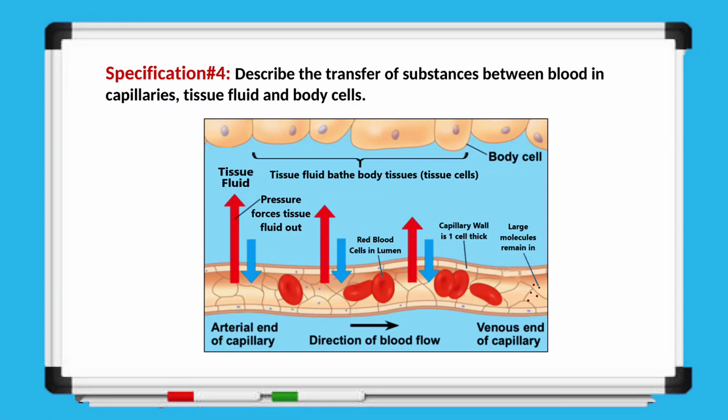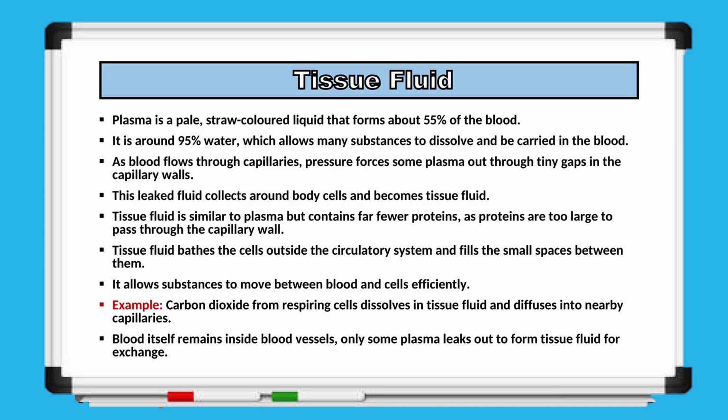Next, and for the last part of this unit, or, we can say, the last part of this chapter, we have specification 4, which says, describe the transfer of substances between blood and capillaries, tissue fluid and body cells. So now we need to explore how the transfer of substances occurs in capillaries. We also need to find out what tissue fluid is and how this exchange takes place between this tissue fluid and blood cells. So, first let's discuss what tissue fluid actually is.